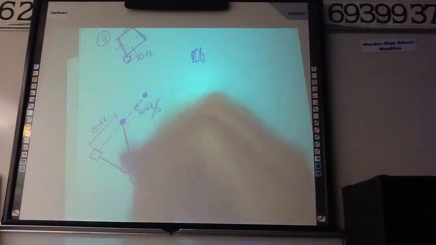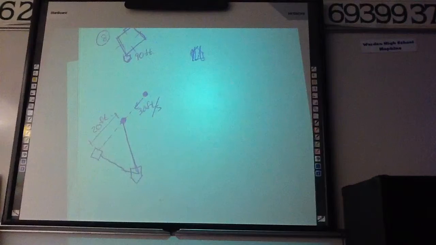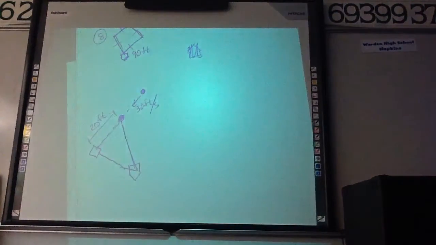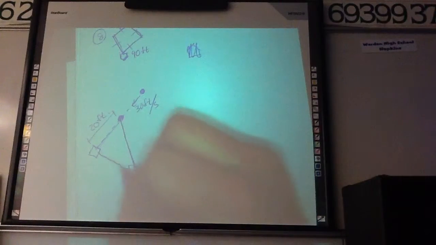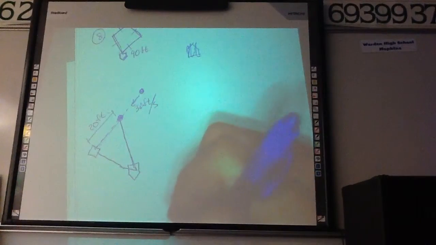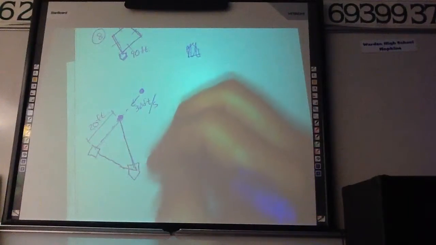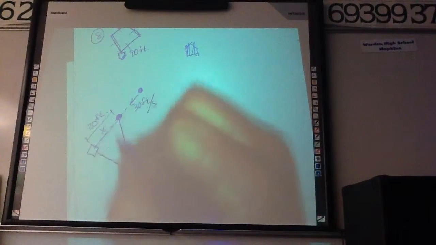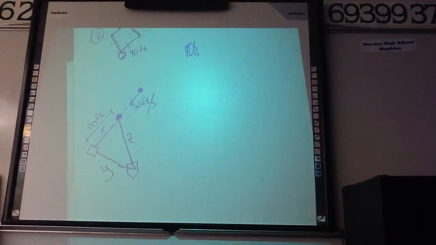Let's label the sides of our triangle. We want to use variables because the guy's running. X, Y, Z. The only one that's not going to change is this one, right? Yeah, which is 90. Let's just label it X, Y, Z. X is 20, Y is 90, and Z is here. Point is, it doesn't matter.